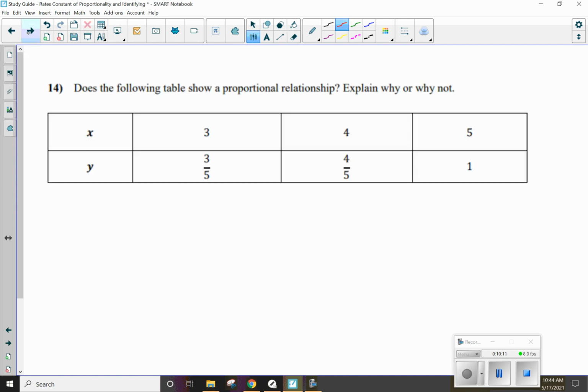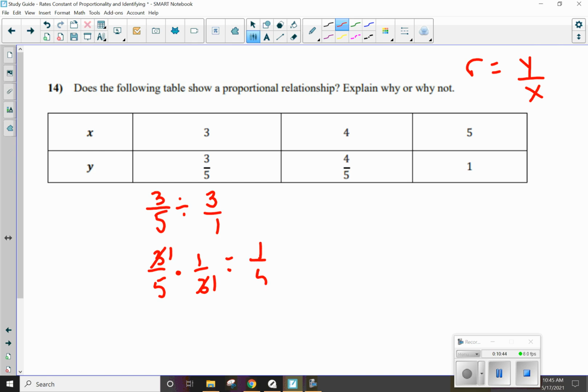Question 14 at the bottom of the page. Does the following table show a proportional relationship? Explain why or why not. So again, we need to go through each one and divide our y by our x. Put that up top here to see if it is in fact a proportional relationship. So for this one, we've got 3/5 divided by 3, which if I put that over 1, then we do keep, change, flip. That's going to leave me with a constant of, I can cross simplify here, of 1/5. Okay, so that's the magic number we're looking for.